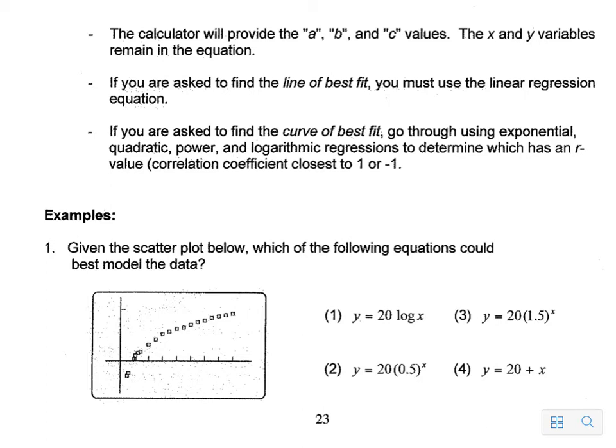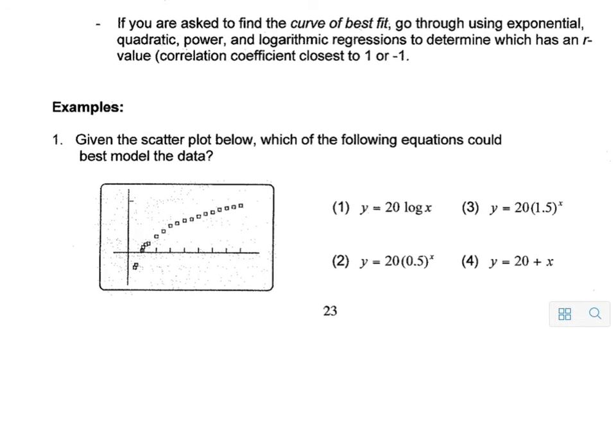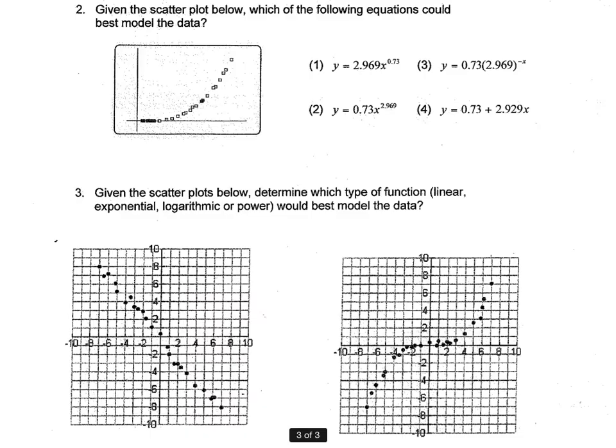All right, let's take a look at example number 1 here. Given the scatter plot, which of the following equations would best model the data? Well, looking at it, it's in quadrants 1 and 4. And the only curve that goes through quadrants 1 and 4 is your log curve. If you didn't know that, you would have to go to the graphing calculator, y equals, and plug each of them in one at a time and take a look at the actual curve to see which one looks very similar to that.